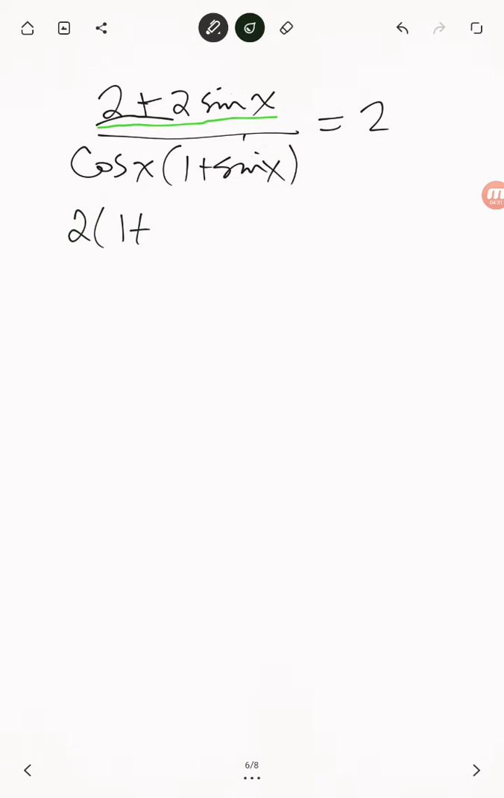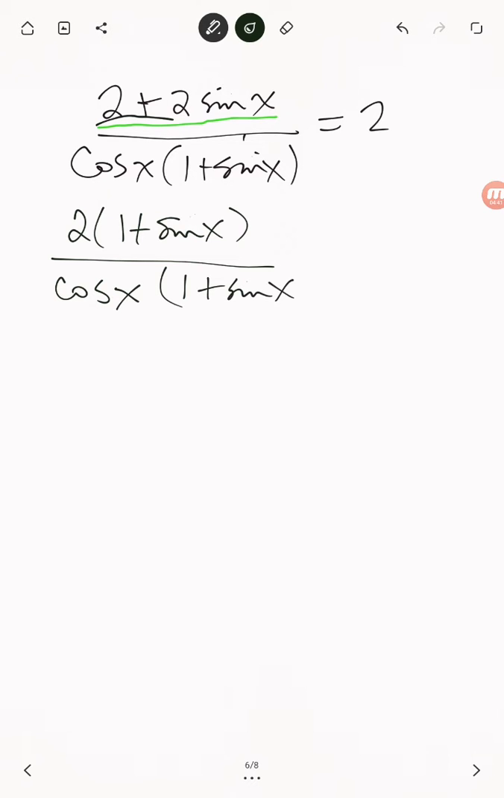Which will give us 1 plus sine x on the top, and lo and behold, I don't know if you guys know that saying, it's a little bit old-fashioned, but as I always tell you, I'm kind of old, so sometimes use old-fashioned sayings. 1 plus sine x on the top and 1 plus sine x on the bottom. Let's cancel them out, or reduce them is more proper language for that.